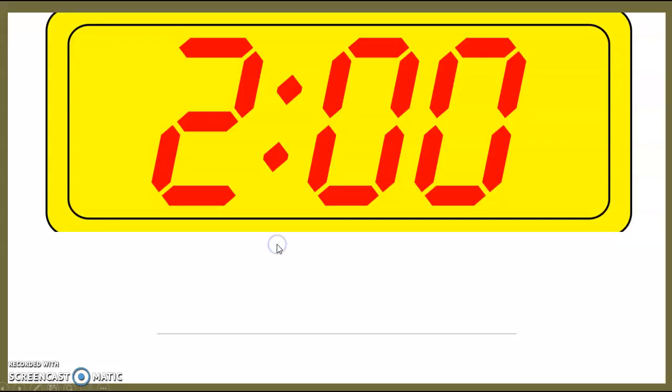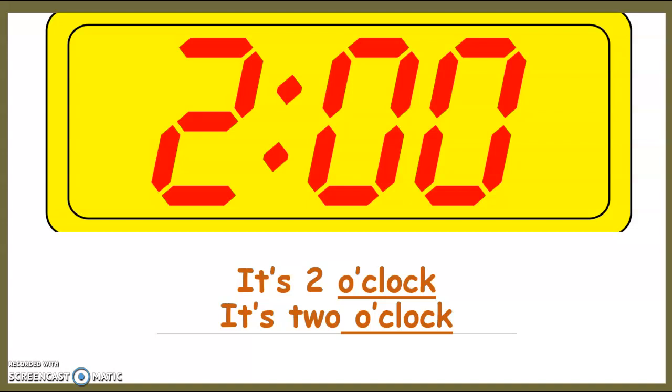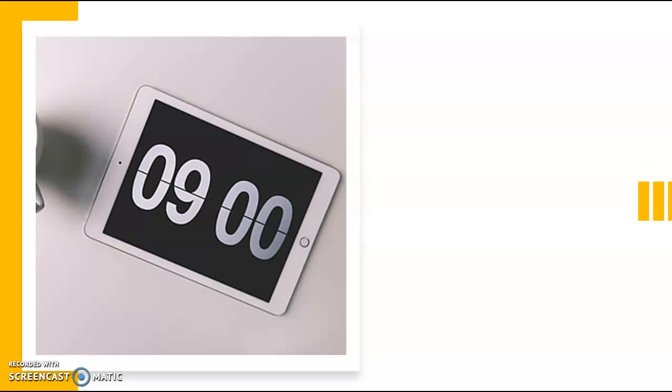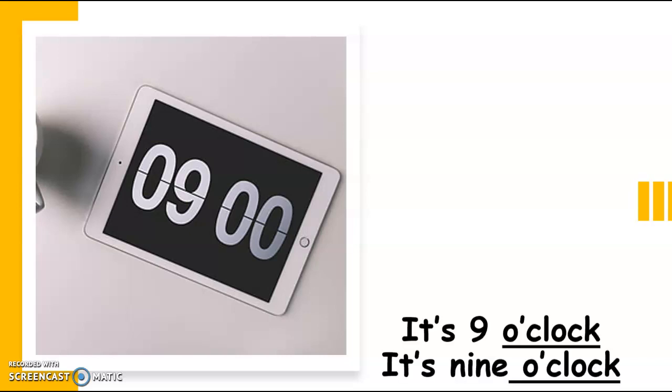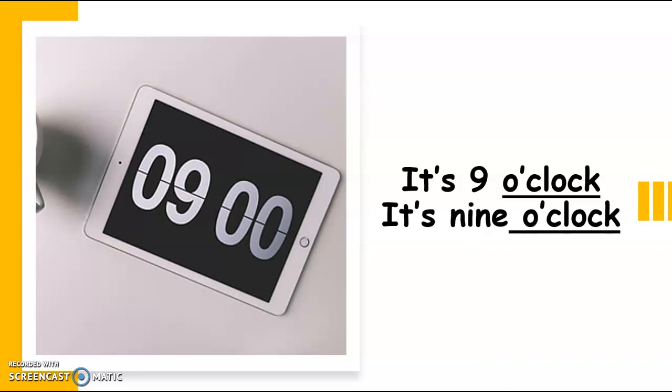Alright, let's look at this. This is a digital clock. 那这是一个电子表，我们都知道这是2点钟。Can you tell me what time is it? It's 2 o'clock. Can you read after me? It's 2 o'clock. Very good. Let's look at the next one. Can you tell me what time is it? It's 9 o'clock. Can you read after me? 同学们，请跟着老师念 It's 9 o'clock.